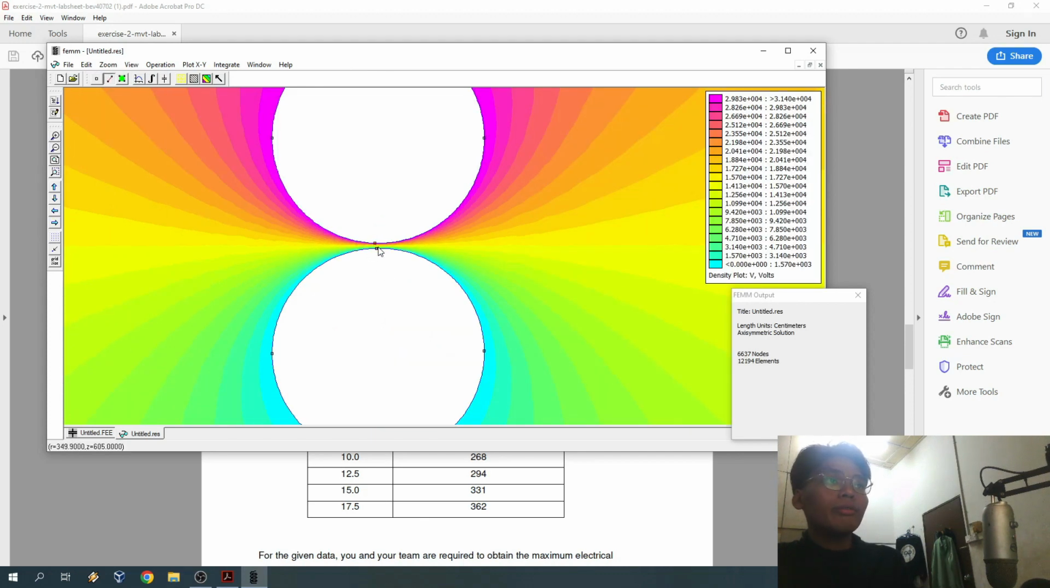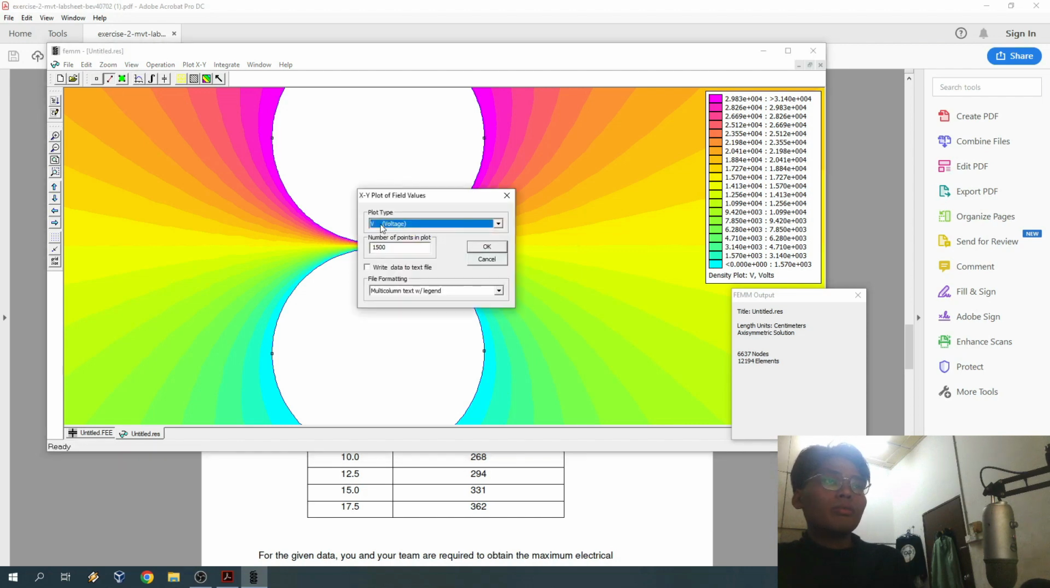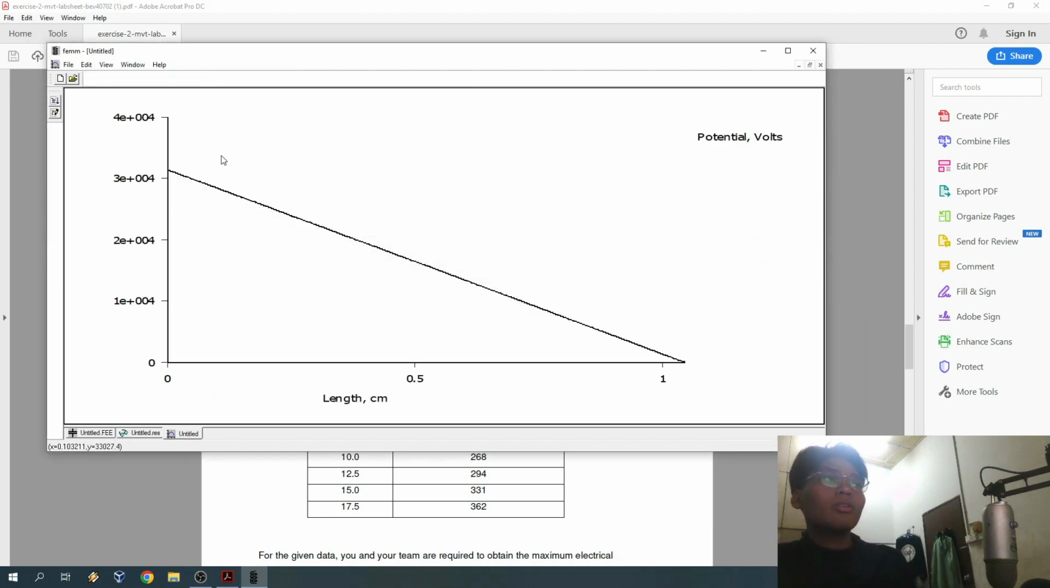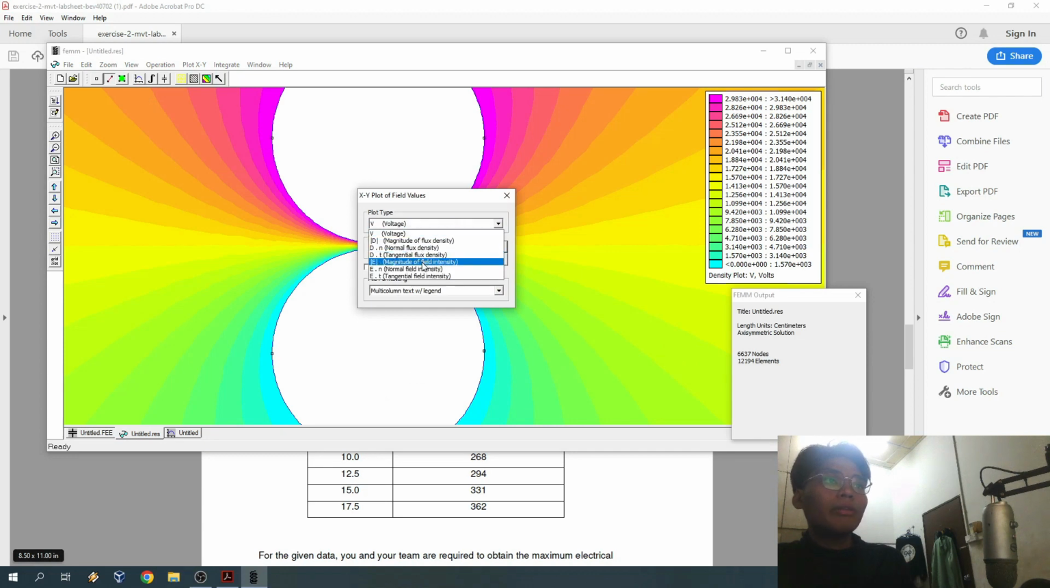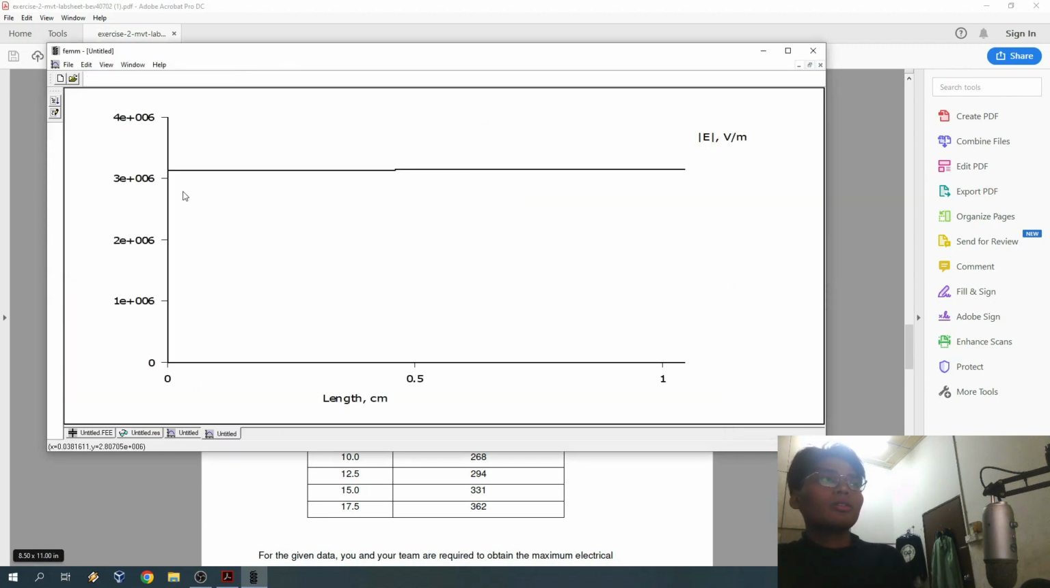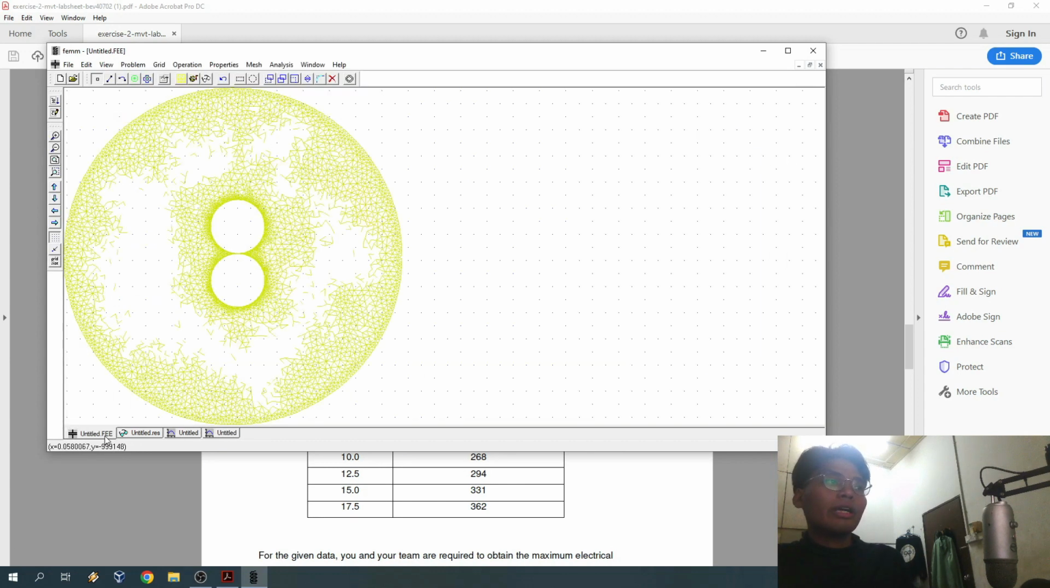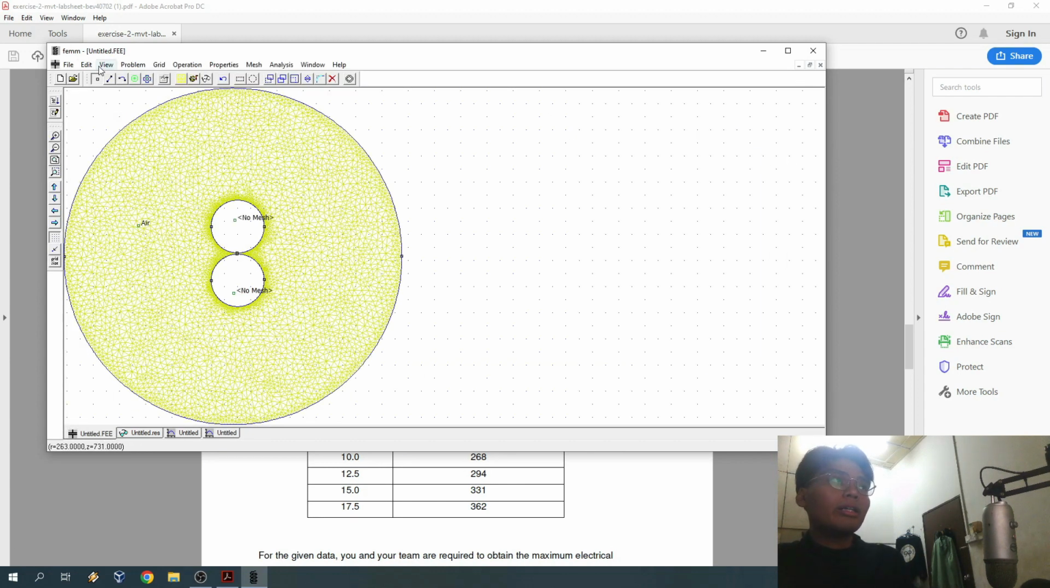So to see the graph, first we will see the graph for the voltage. So we can see here the voltage is declining when the distance increases. So the next one will be the magnitude of field density. So you can see the magnitude of field density is at 3.1, 3.2 e to the power of 6. So I will show for the second one, such as the gap distance of 3.5.